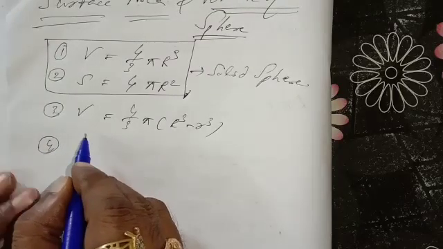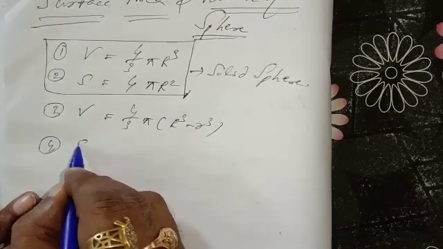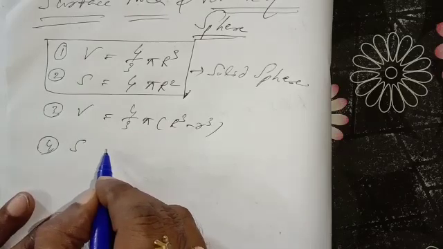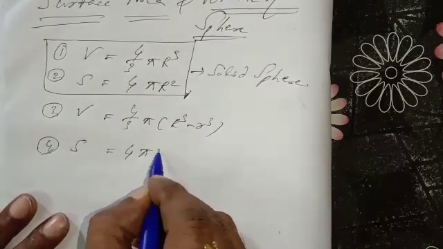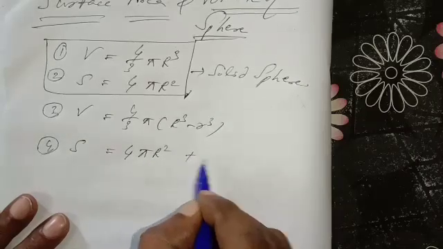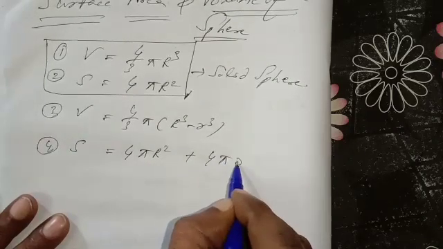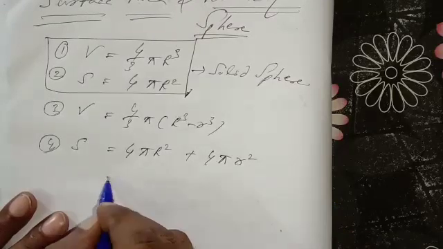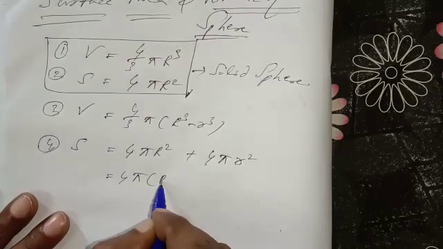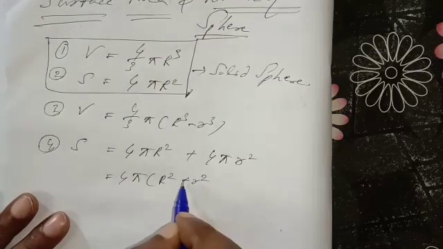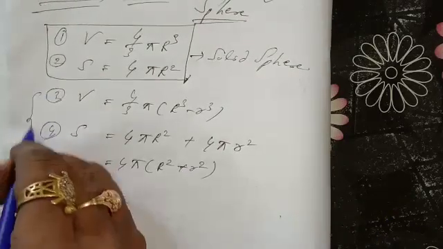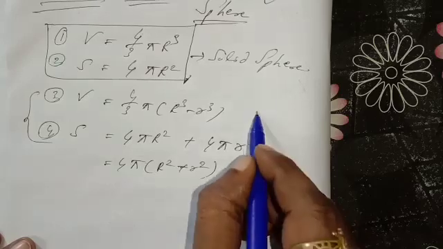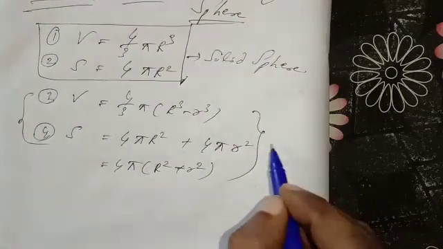In case of a hollow sphere, surface area is outer surface area plus inner surface area. The outer surface area will be 4 pi R square, and the inner surface area is 4 pi small r square. You can take 4 pi common, that means R square plus r square. Total surface area means outer plus inner. You have to apply these two formulas for a hollow sphere.